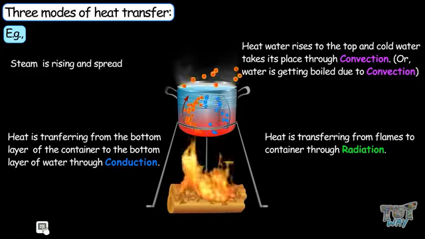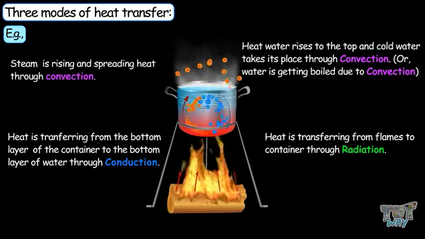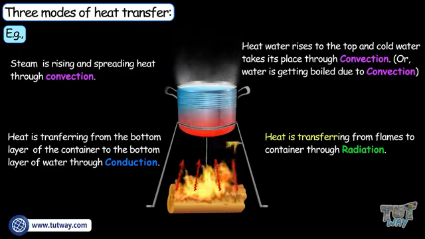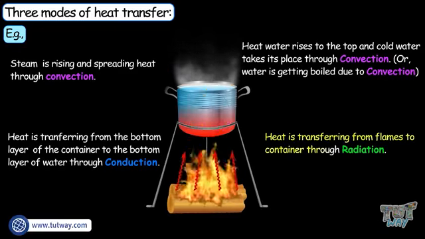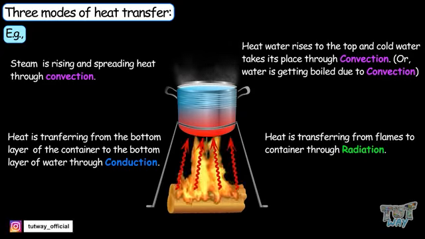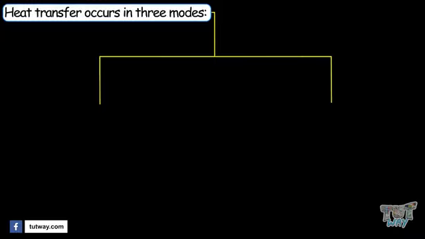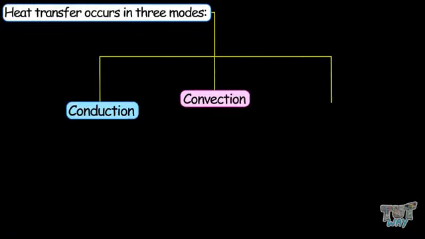Steam is rising up and spreading heat. It is also due to convection. Flames are producing heat due to radiation. We can feel the warmth around this fire due to radiation. So friends, today we learned 3 different modes of heat transfer: conduction, convection, and radiation.